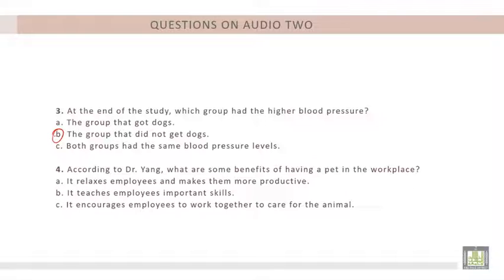Number 4. According to Dr. Yang, what are some benefits of having a pet in the workplace? A. It relaxes employees and makes them more productive. B. It teaches employees important skills. C. It encourages employees to work together to care for the animal. According to Dr. Yang, the correct answer is A. It relaxes employees and makes them more productive.